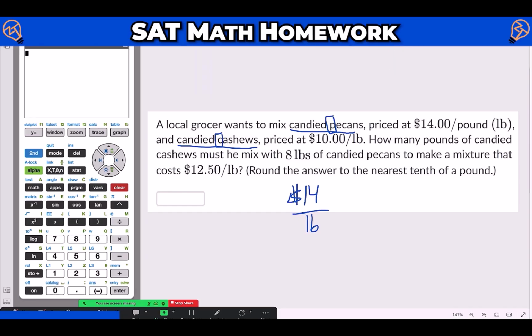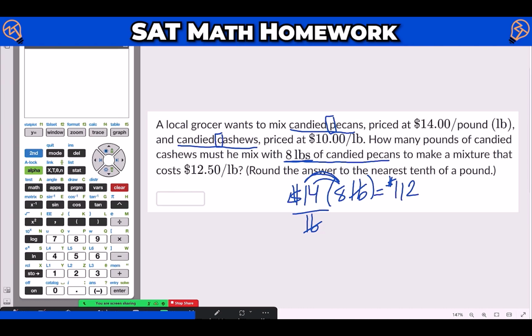But anyway, I digress. So if it's $14 per pound, you can imagine you would have to multiply by however many pounds of pecans you get. Well, they do tell you that there's 8 pounds of candied pecans. So if you multiply by the 8 pounds, the pounds would cancel and you'd be left with the total price for those pecans. And we can multiply those. I like to treat this as 8 times 10 and 8 times 4, but obviously you can use your calculator.